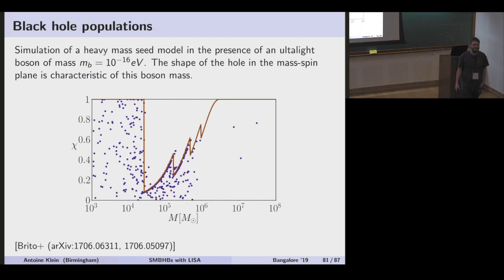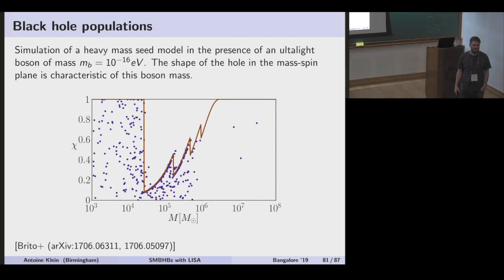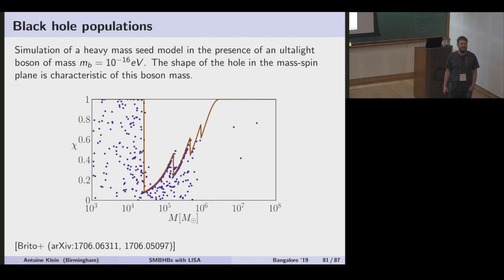If you have this kind of hole in the spin-mass plot, can you confidently claim that it's a solution to the CP problem, or that you have proved the existence of axions, or can there be something else? Well, yes, it can be something else.